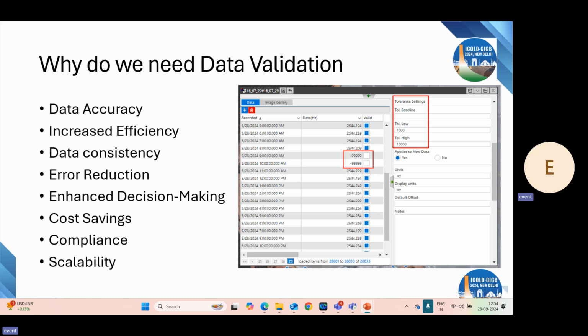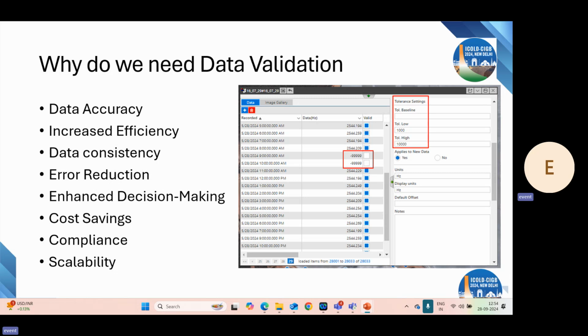And why do we need data validation? With so much automation that has come up nowadays, it was mentioned a while ago that sometimes the instruments don't report properly. Sometimes they have invalid data that flows in. And since it's an automatic process where the data is being collected every hour, you need to also make sure the data is consistent with what it's supposed to be.